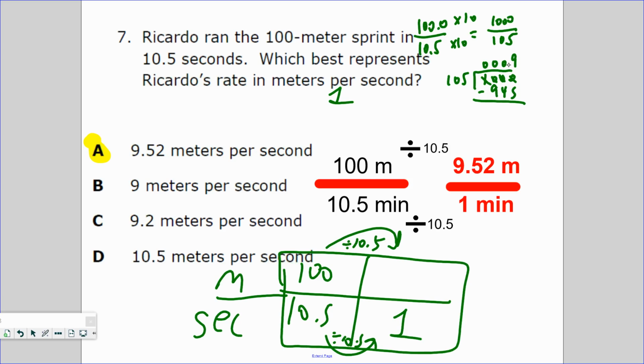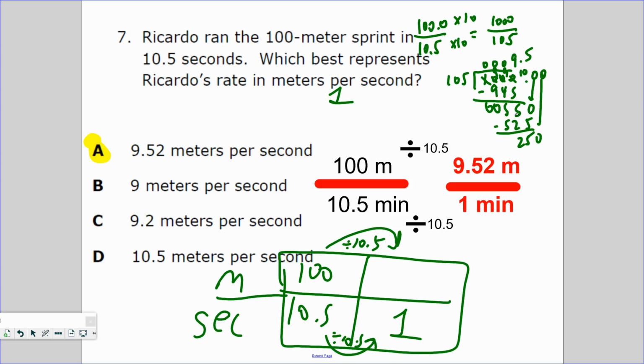This is a 10. This is a 9. This is 9. So 55. How do I get rid of the 0? Annex a 0. How many times does 105 go into 550? It goes in 5 times, which is 525. So 25. Annex another 0. How many times does 105 go into 250?